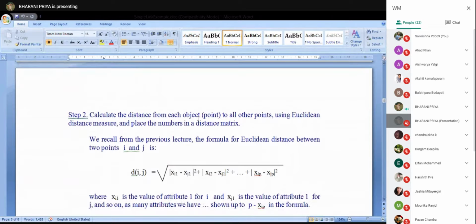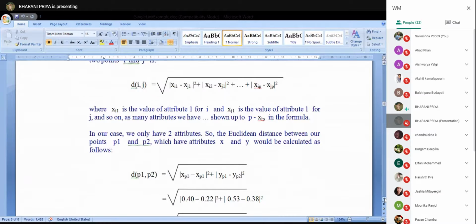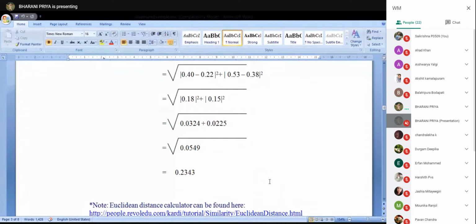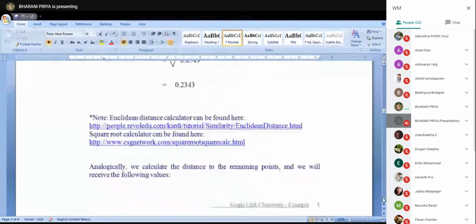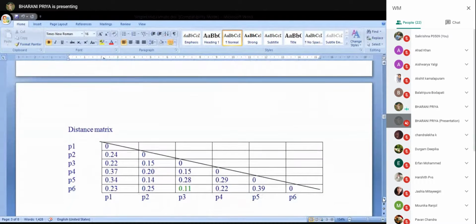Calculate the distance from each object to all other points using Euclidean distance. This is the Euclidean distance formula. I am calculating the distance between P1 and P2 points. The value is this one. Similarly, I am calculating the distance from all other points. So what is the minimum distance from this table?